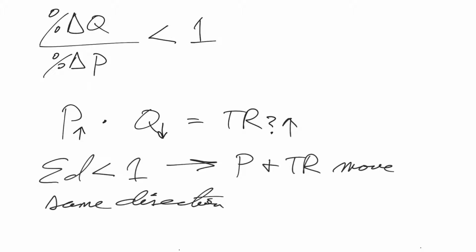It also means, going back the other way, if we observe that a good has the price and revenue going the same direction, let's say prices go down and we see that revenue also went down, what do we know about the price elasticity of demand of that good? Well, if price and revenue are going the same direction, we know that it must be price inelastic.